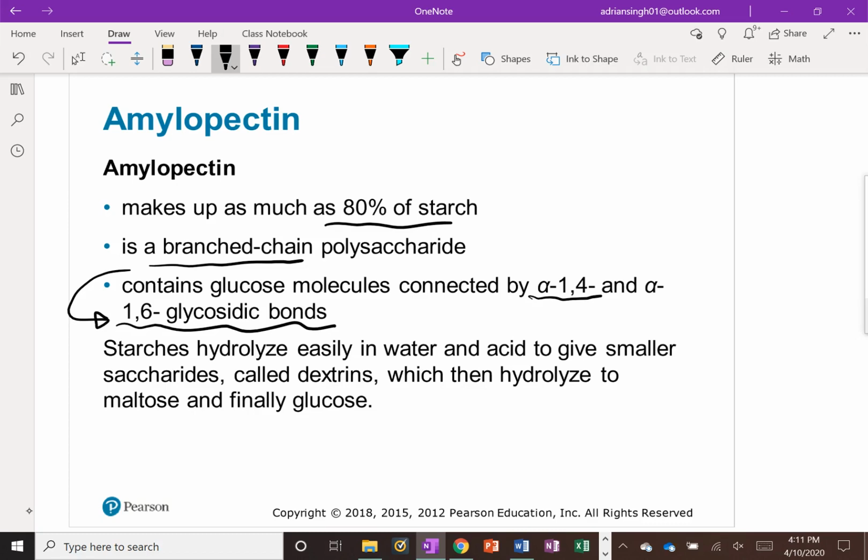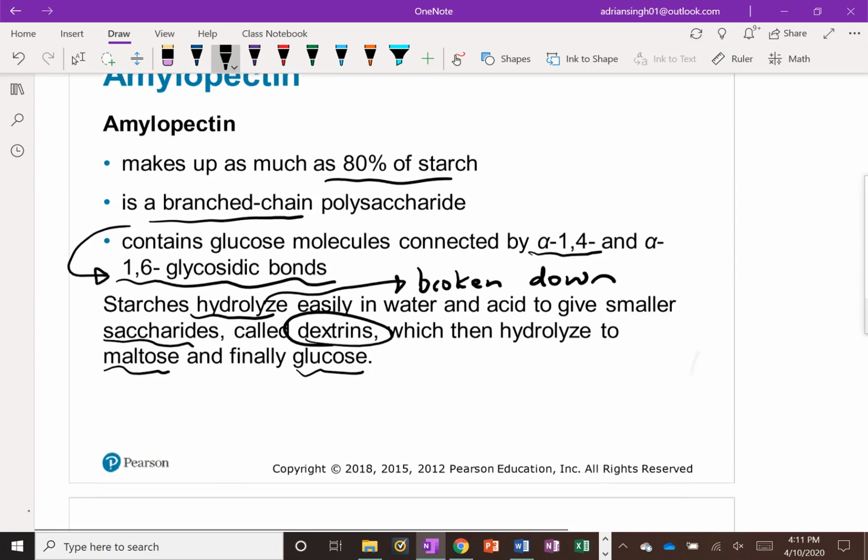Starches themselves can be broken down, so they hydrolyze. They can be broken down to give smaller saccharides, or smaller sugars that we call dextrins, that can then be broken down even further to give even smaller things like maltose, and then finally glucose. Right? Glucose is the end product of all polysaccharide digestion, because glucose is what your body uses for energy eventually.